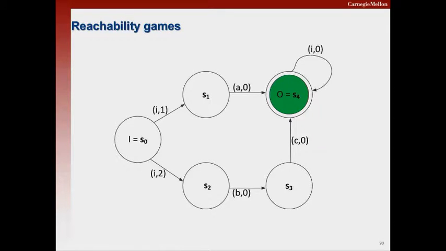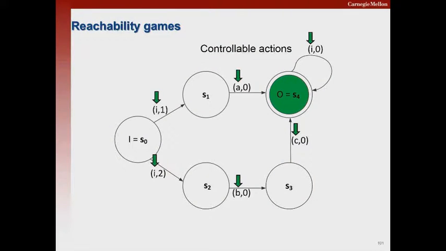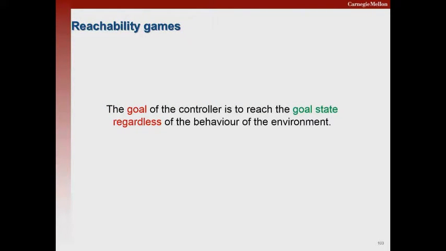So we have an automaton with 5 states. We have an initial state and a goal state, and every transition is labeled with a pair. The first element of the pair is a move of the controller, and the second element is a move of the environment. So given these 2 moves, we move to a new state. And the goal of the controller is to reach the goal state regardless of the behavior of the environment. Is it clear? Right.